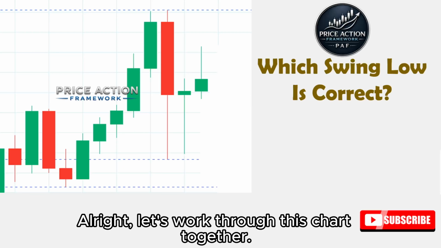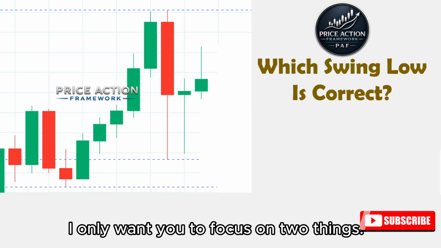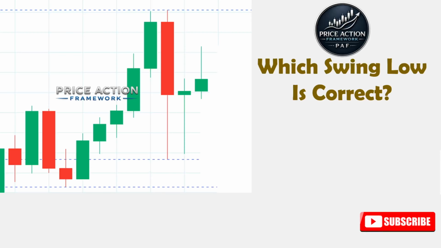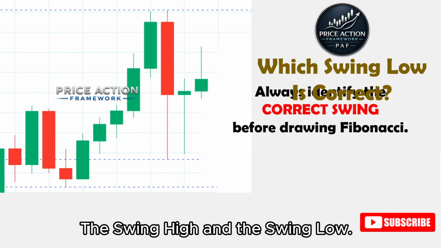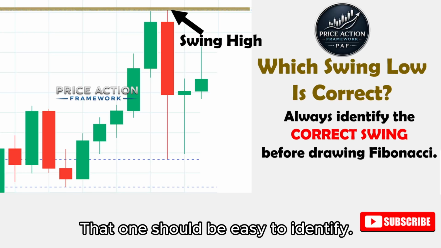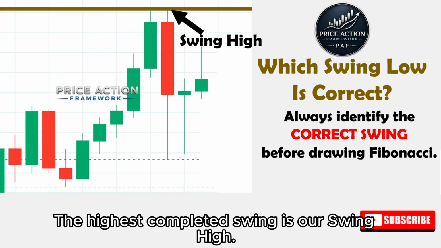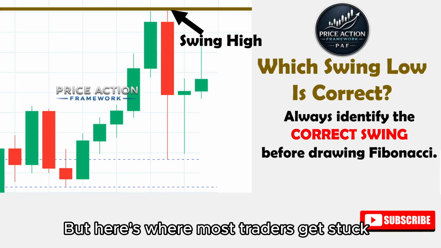All right, let's work through this chart together. For now, ignore everything else on the chart. I only want you to focus on two things: the swing high and the swing low. Let's start with the easy one. Can you spot the swing high? That one should be easy to identify. The highest completed swing is our swing high. But here's where most traders get stuck.